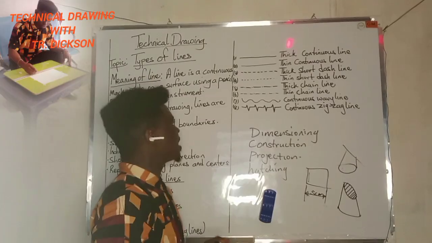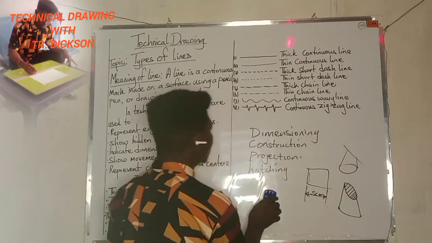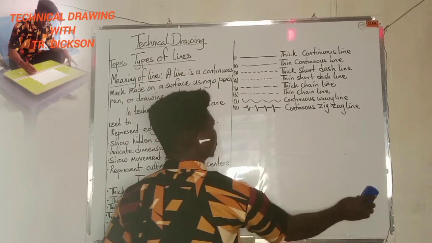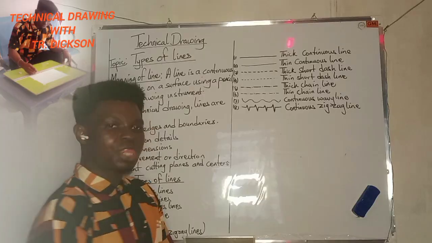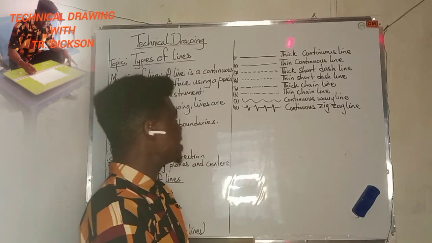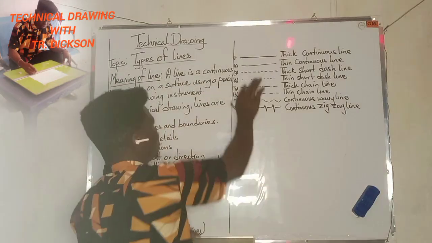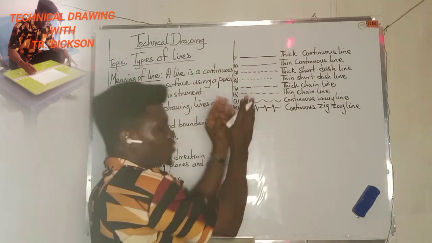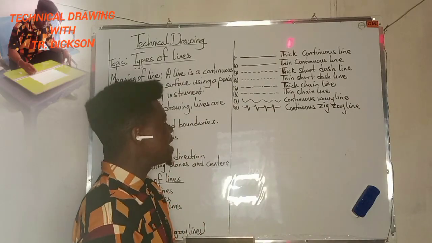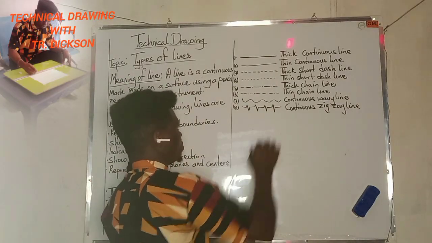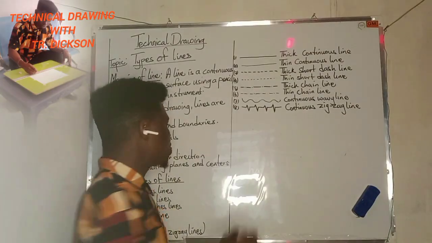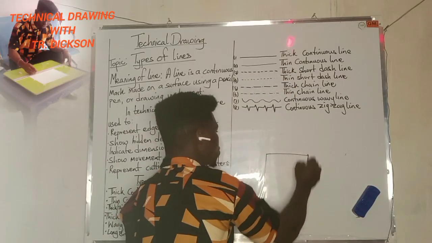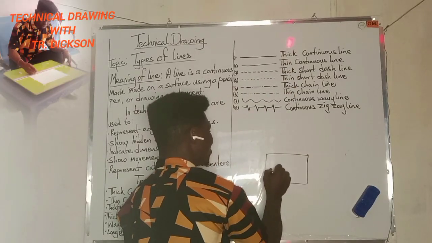All right, so let's get to the next one. The next kind of line we have to deal with is called the thick short dash line. Now thick short dash line, as the name implies, is drawn just the way you've seen it. It's made bolder and with short dashes. So where can this be applied? It is used, let me use the two at once, the thick and the thin, they are used to show hidden details.